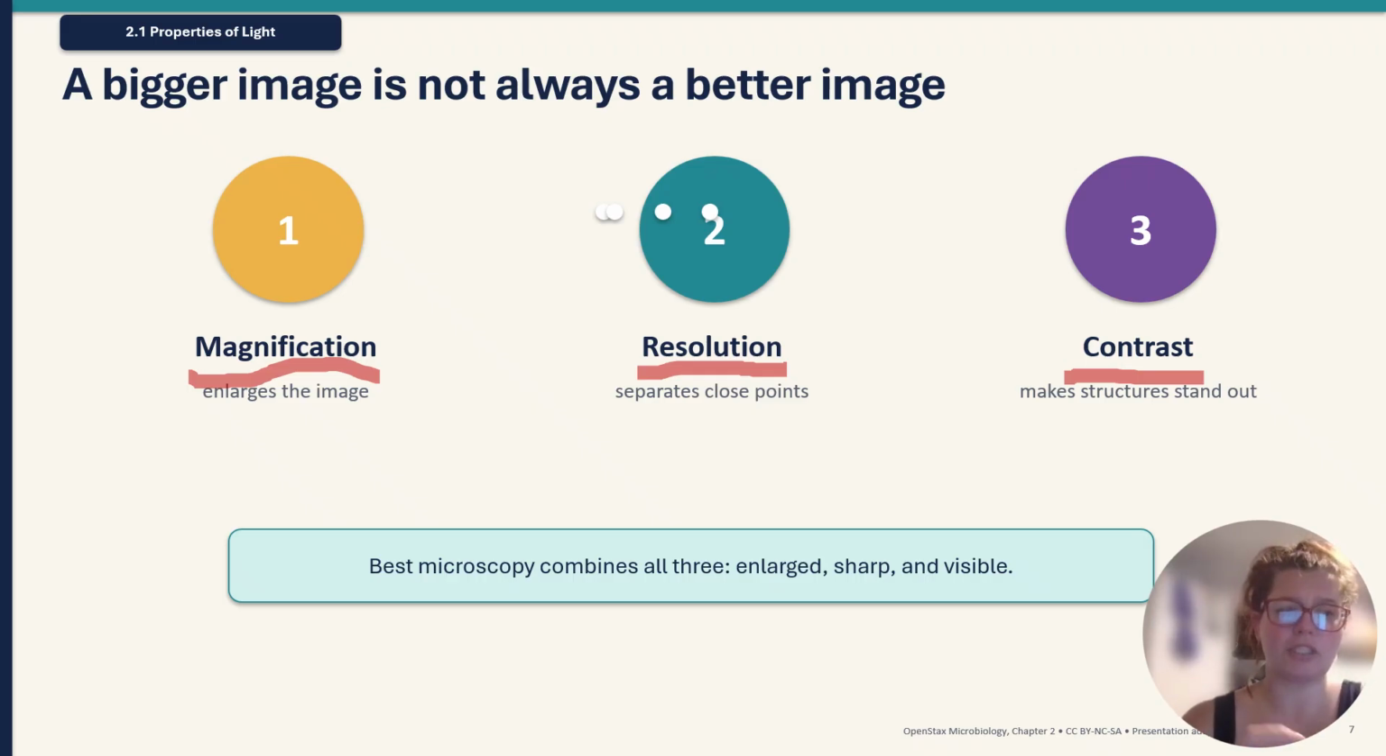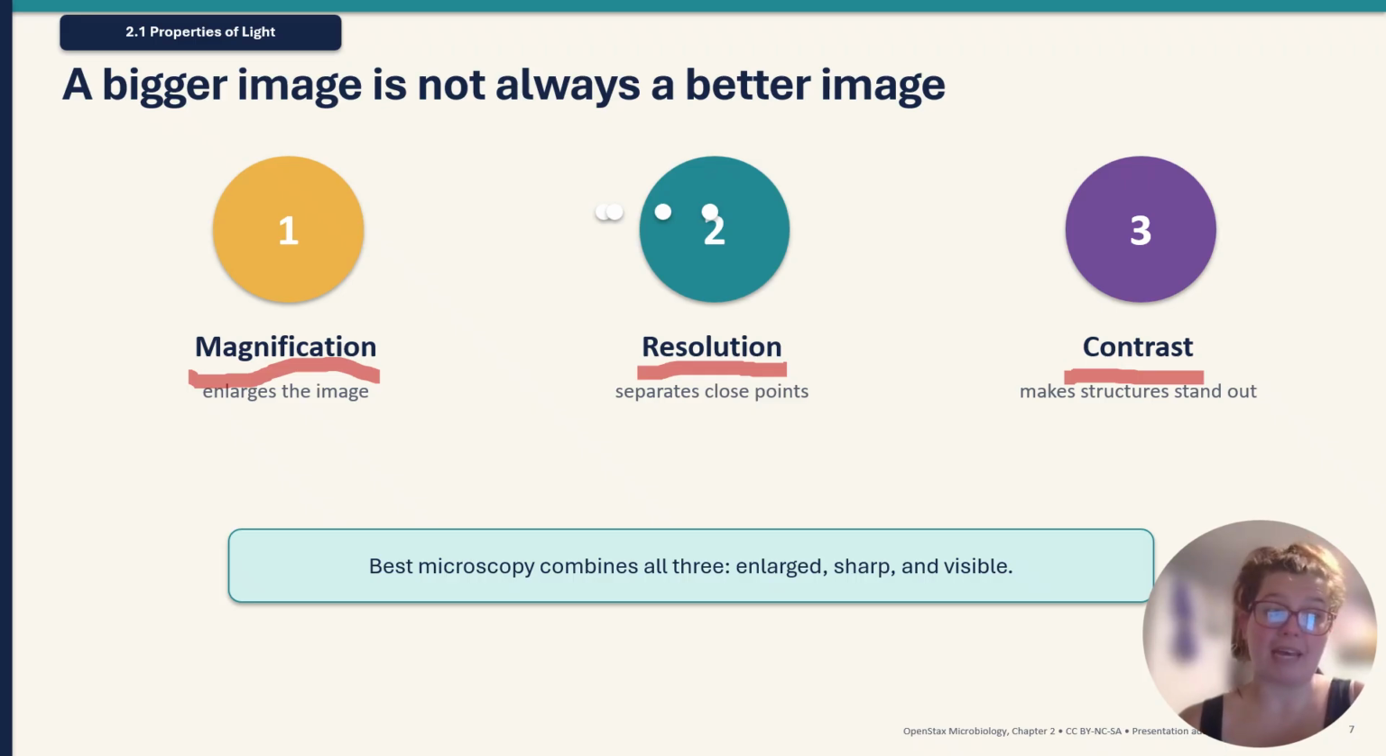And the resolution is how clear. Like it distinguishes between 2 separate points as separate objects. So it's able to separate it clearly. And then the contrast refers to the differences in the brightness that allows the structures to be distinguished from each other.